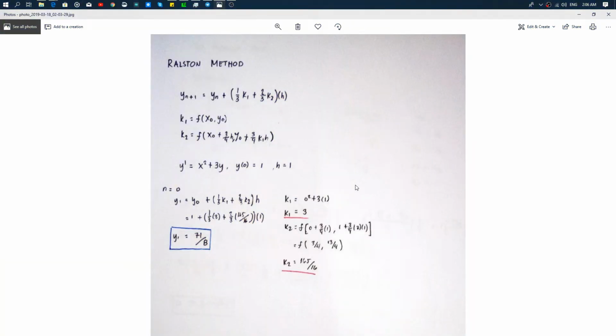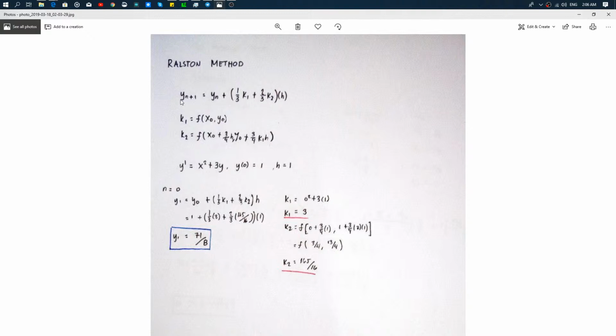Hello everyone! In this episode, we will be demonstrating the Ralston method. So here we have the formulas for the Ralston method, also known as the second order Runge-Kutta.